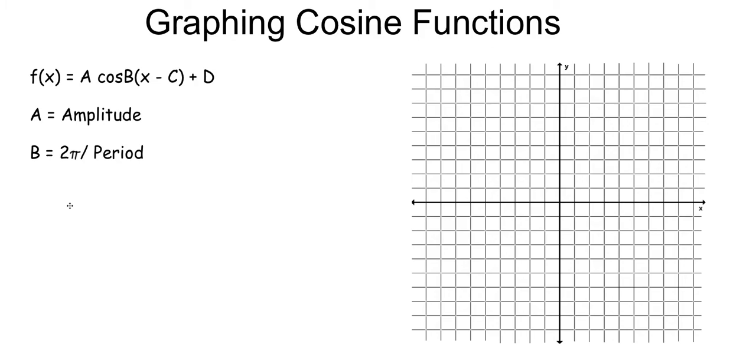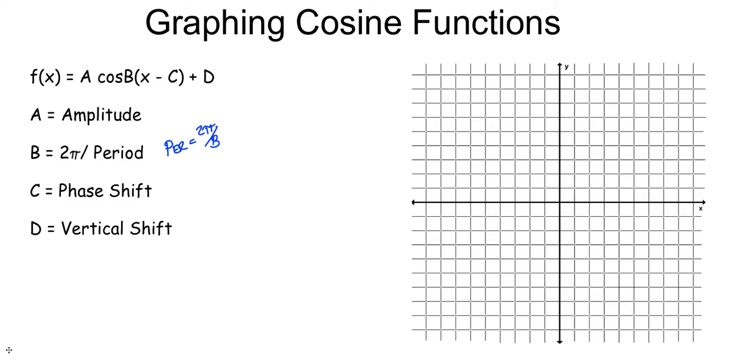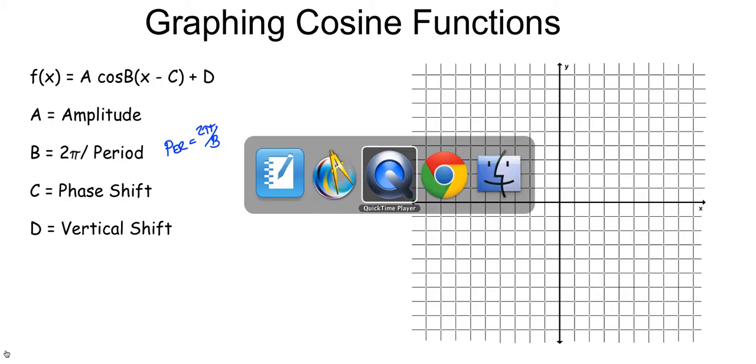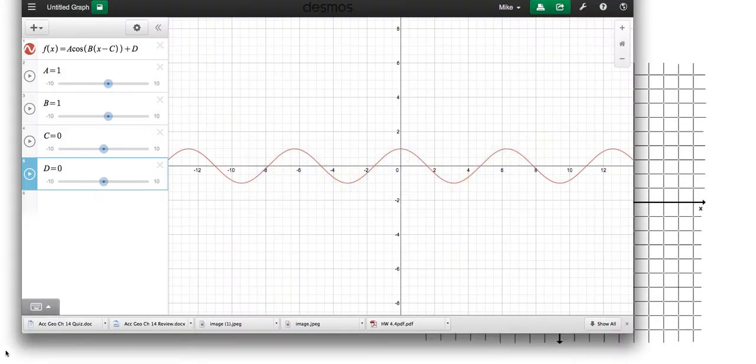And again, just like with the sine, if I want to know the period, it is still going to be 2 pi divided by b, because the cosine, just like the sine, has a period of 2 pi. The value c is going to be the phase shift, how far left or right it moves. And then the value of d is going to be the vertical shift, how far up or down we move our midline.